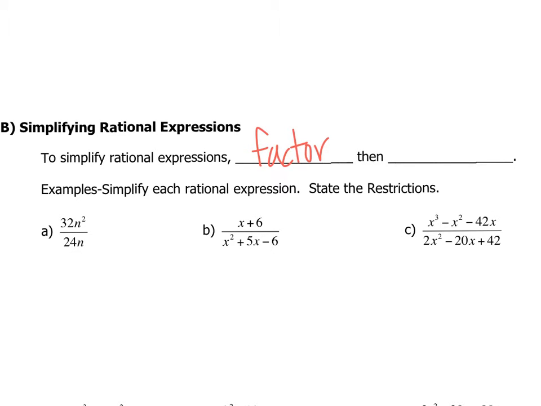Okay, simplifying rational expressions, you want to factor and then cancel if you can. The whole reason why you factor is to see if there are any common factors on the top and the bottom that can cancel each other out. So what you want to do first is look for factoring, whether that's taking out a GCF or doing difference of squares or whatever, but factor first and then see if anything cancels.